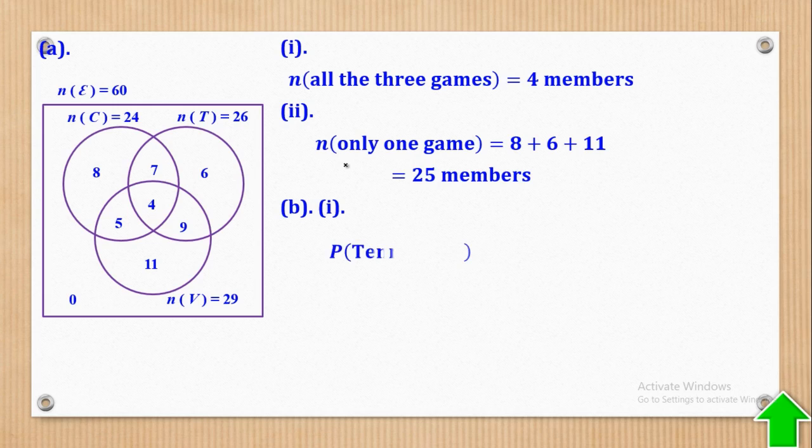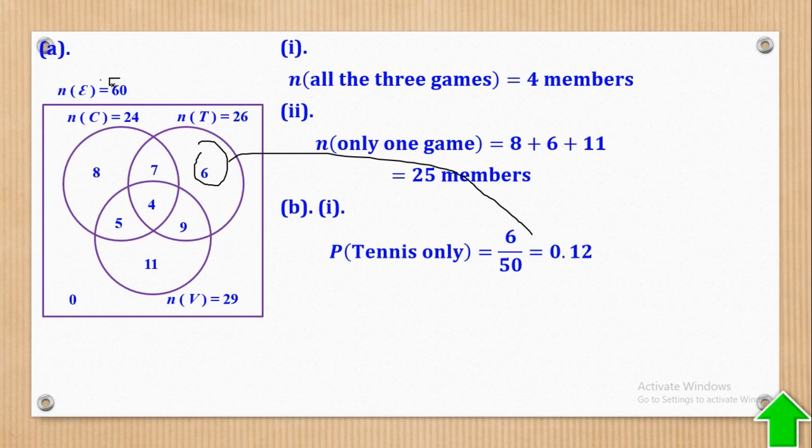Then part B, the probability that a member chosen in the group plays tennis only. So tennis only is this, which is that, but probability is event over sample space. So the sample space is 50, so 6 over 50 to come up with that.